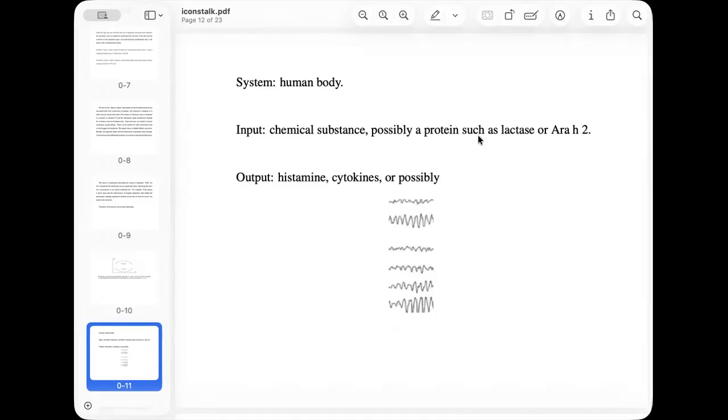So our system will be a human body. An input is a chemical substance, for example, a protein. An output can be another chemical, such as, for example, histamine or a specific cytokine. Alternatively, the output could be data acquired from an imaging device such as EEG or a wearable.